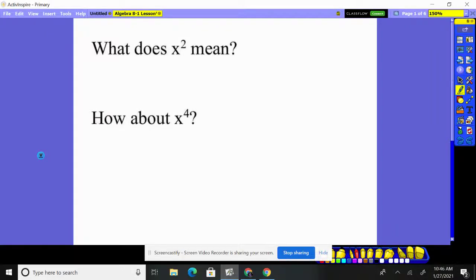Okay, we want to take a look at some exponents. So what does x squared mean? What does it mean if we say x squared? Well, it means you have an x times another one. You are multiplying two things, both x's.